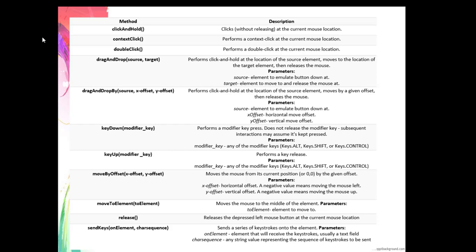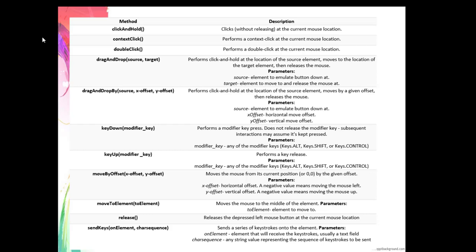Then key down, that means whenever we press a key, like the shift key or alt key, it's called key down, and when we release the pressed key, it is key up. So key down and key up can be used. Move by offset: suppose we want to move the mouse from its current position by the given offset, like how much you want to move it. Then we have move to element, where we want to move the mouse to a particular element, so we can do that too. Release of the mouse is again release.